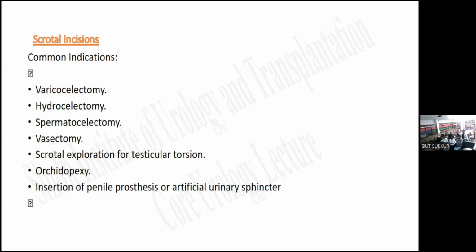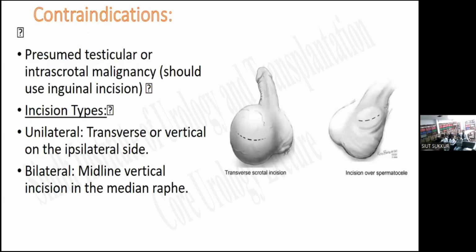So there were various pathologies where we use scrotal incisions, including varicocelectomies, hydrocelectomies, spermatocelectomies, and vasectomies. Scrotal exploration for testicular torsion, orchidopexies, and insertion of a penile prosthesis or artificial urinary sphincter. There are certain contraindications for scrotal surgeries, including presumed testicular or intrascrotal malignancy, which should be accessed via the inguinal incision.